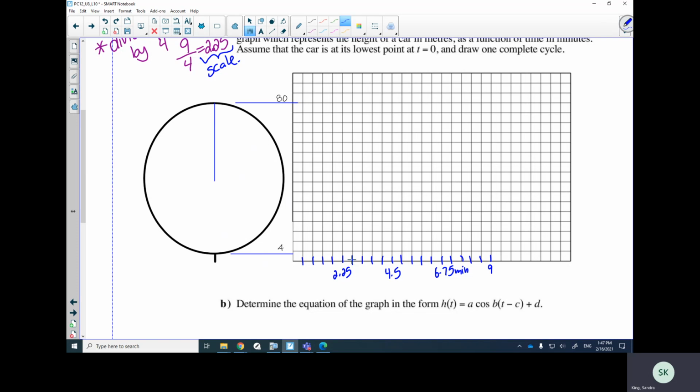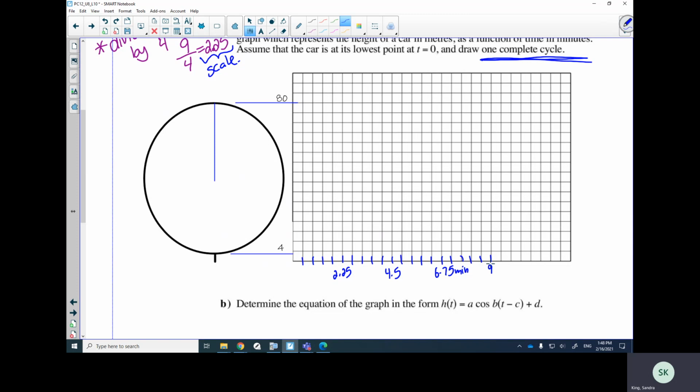So they only want one complete cycle. So they just want to show 0 to 9 minutes is what they want you to illustrate. So like I said, you take whatever the period is and you divide it by 4. And then you want to use as much of your grid paper as possible, right? So I could have counted up maybe 6 boxes and put that at 2.25, but this is going to be one revolution. It's going to be 9 minutes.